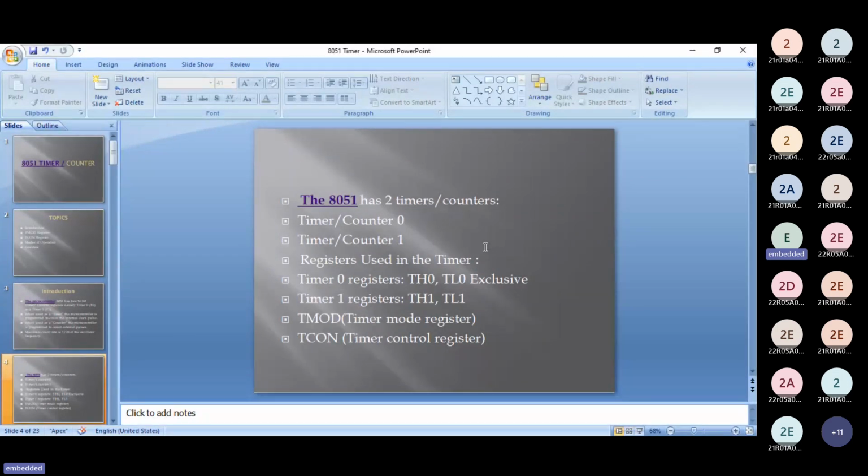The registers used in the timers are: Timer 0 registers TH0 and TL0, and Timer 1 registers TH1 and TL1. It also consists of TMOD and TCON. TMOD stands for timer mode register. TCON stands for timer control register.